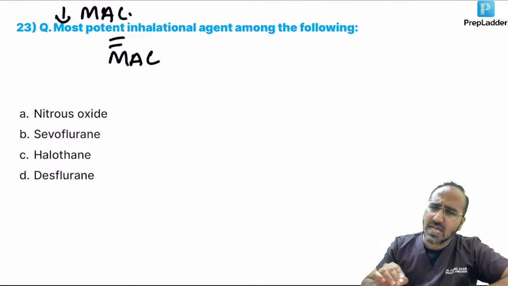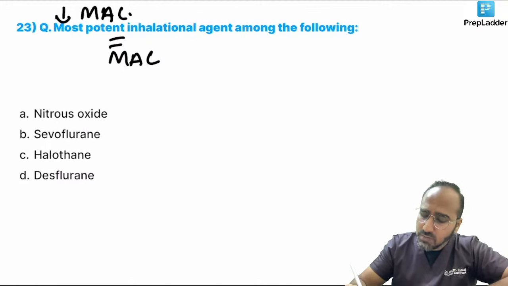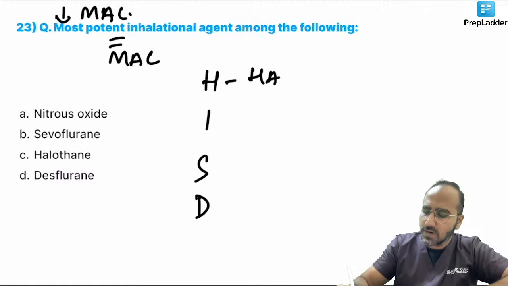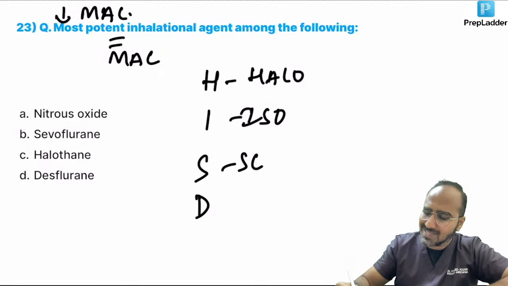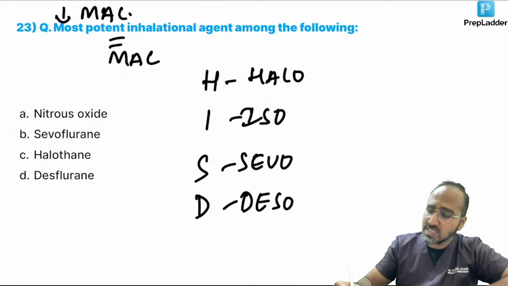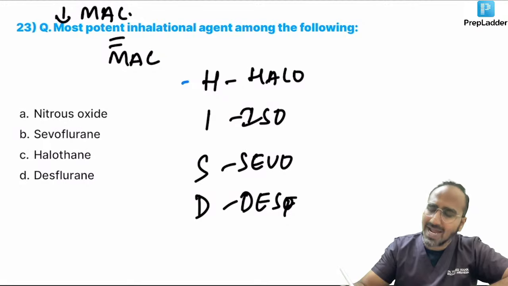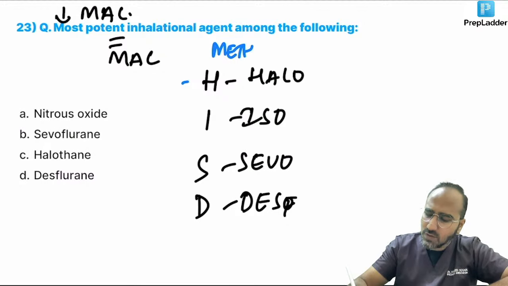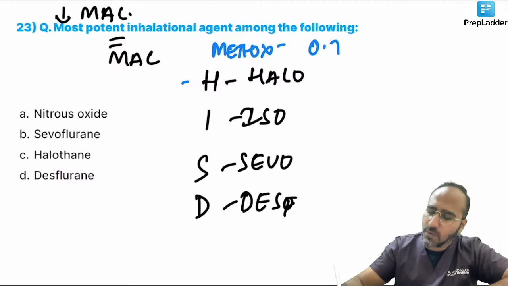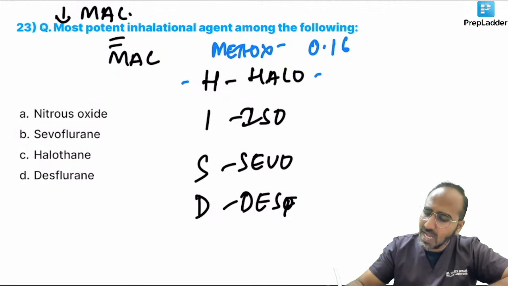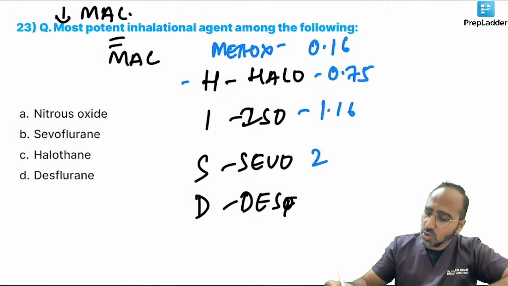Remember, guys, whenever anyone is asking you about the most potent, the answer should be HISD. H stands for halothane, I stands for isoflurane, S stands for sevoflurane, D stands for desflurane. It is the order of most to least potent. Before halothane, there is one more agent called methoxyflurane, but we are not using that. Methoxyflurane has a MAC value of 0.16. Halothane has a MAC value of 0.75. Isoflurane 1.16. Sevoflurane 2. Desflurane 6.